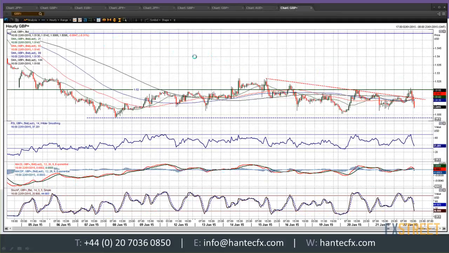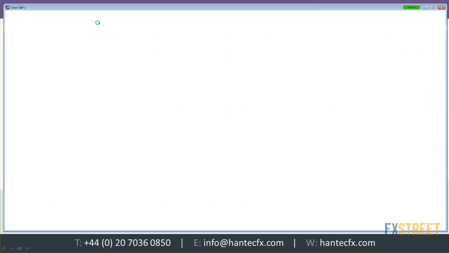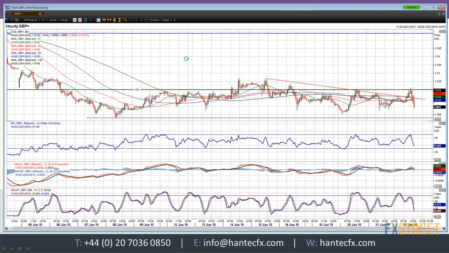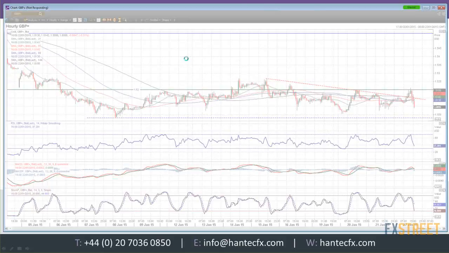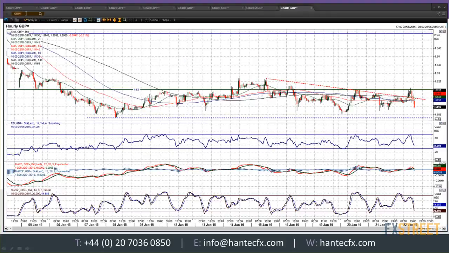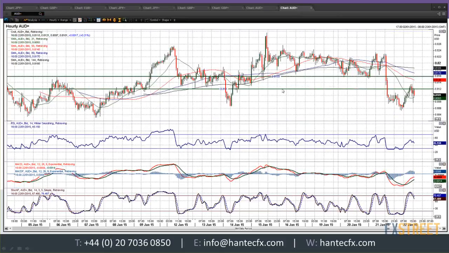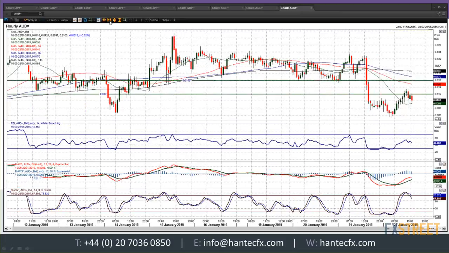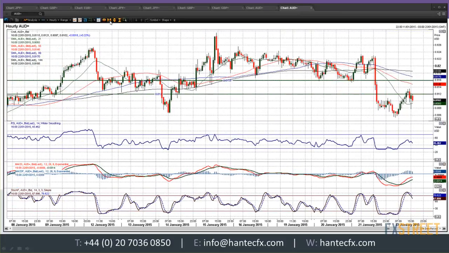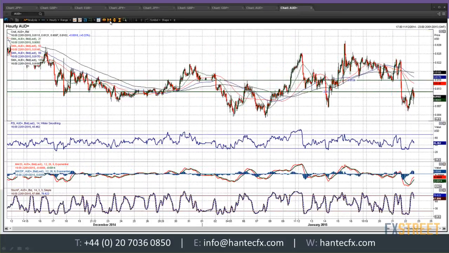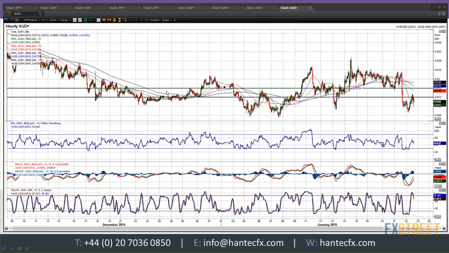Oh, computer. Why do you do this to me? Anyway, please. Anyway, here we go, okay. AUD equals, right, okay, so this is Aussie. Now I have got a few lines in here. Interesting. I think these are sort of old ones.